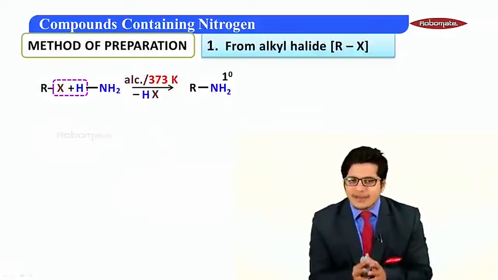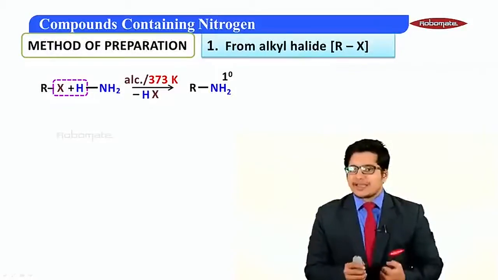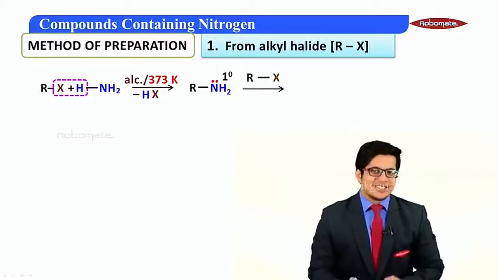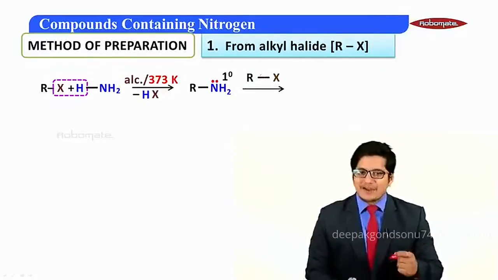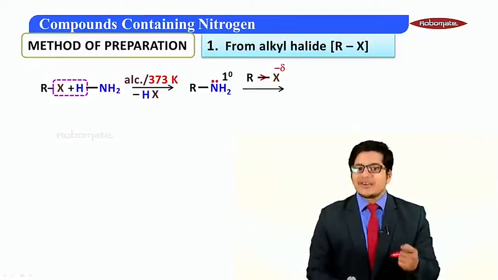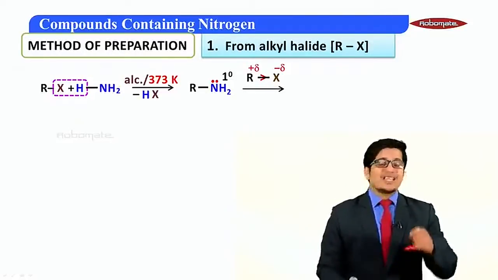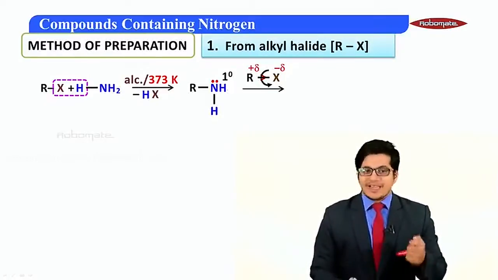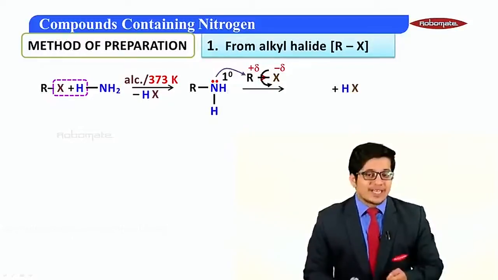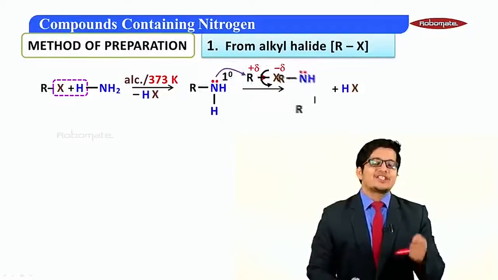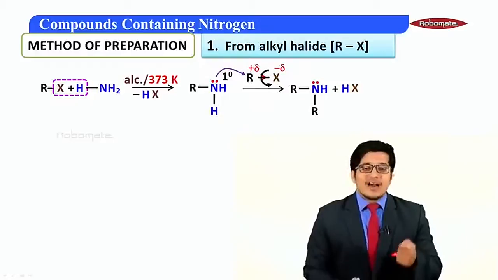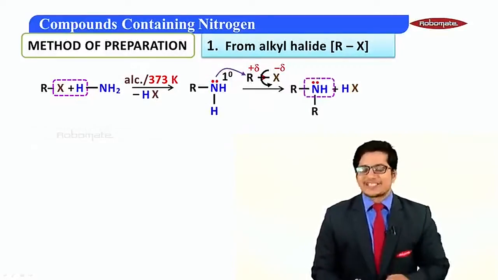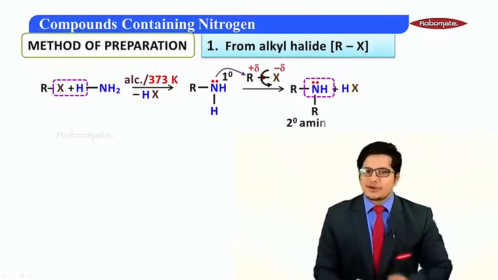We got a primary amine, right, students? Let's add one more alkyl halide into this. So what would we get? Once again, out of NH2, one hydrogen would combine with X, giving us HX. And now we would get R2NH, that is a secondary amine because it consists of an NH group.